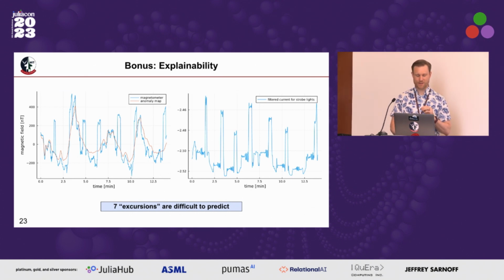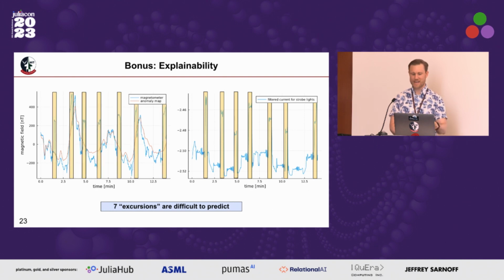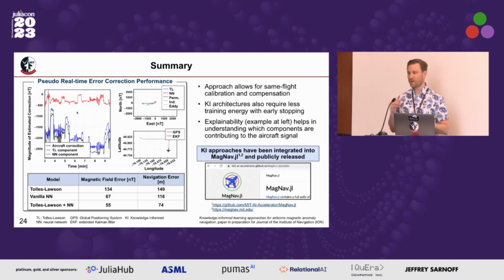So on the left here, you can see in blue the uncompensated magnetometer, and in orange, the actual anomaly map that we were trying to get to so we can do our measurement. You'll notice there's some spikes in it. And if you look at the current for the strobe lights, there are spikes in that. So the lights are turning on and off. It's messing our magnetometer readings. And they exactly overlap there, except for a few spots. There are spikes that weren't on the current. So where do those come from?